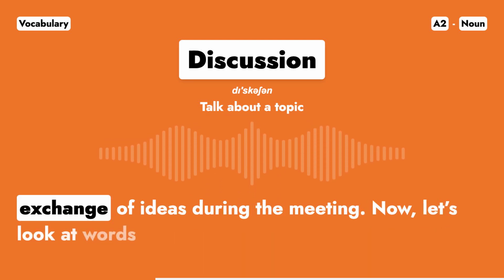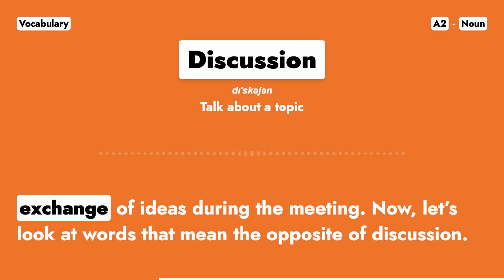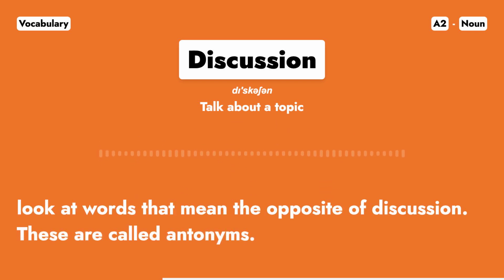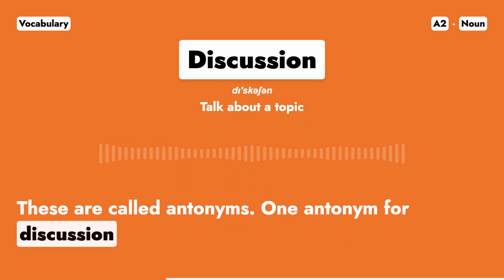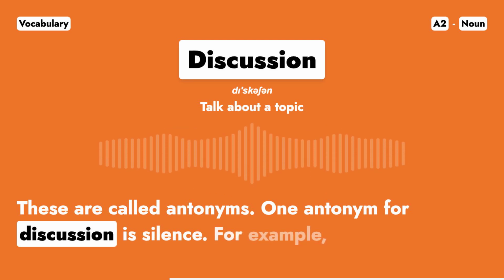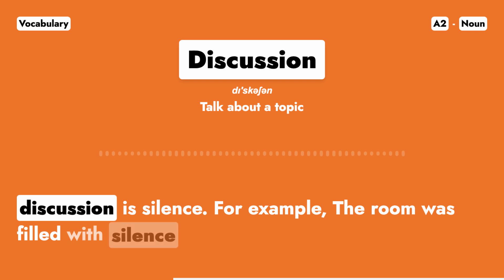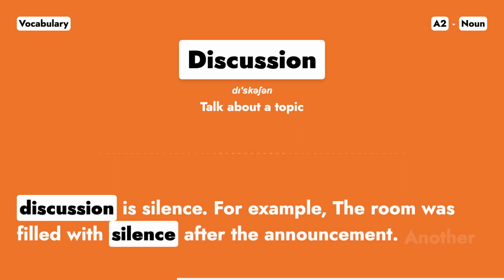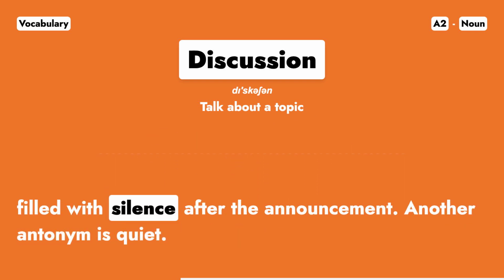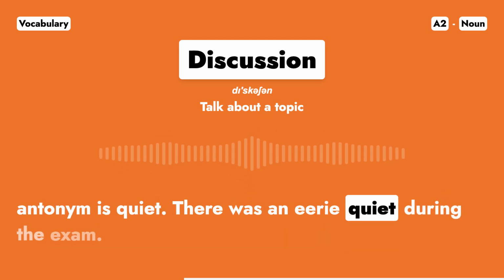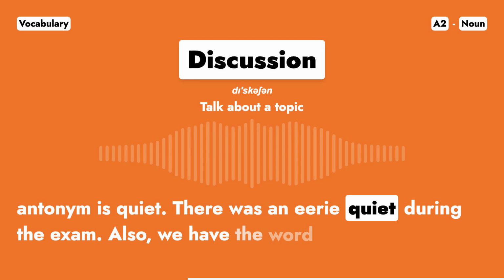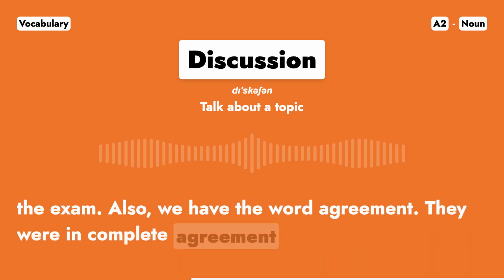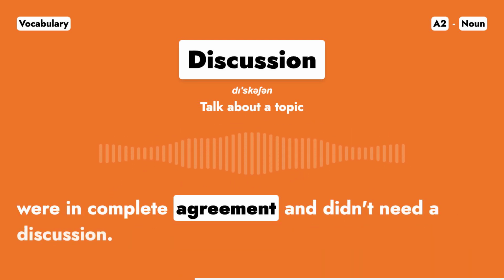Now, let's look at words that mean the opposite of discussion. These are called antonyms. One antonym for discussion is silence. For example, the room was filled with silence after the announcement. Another antonym is quiet. There was an eerie quiet during the exam. Also, we have the word agreement. They were in complete agreement and didn't need a discussion.